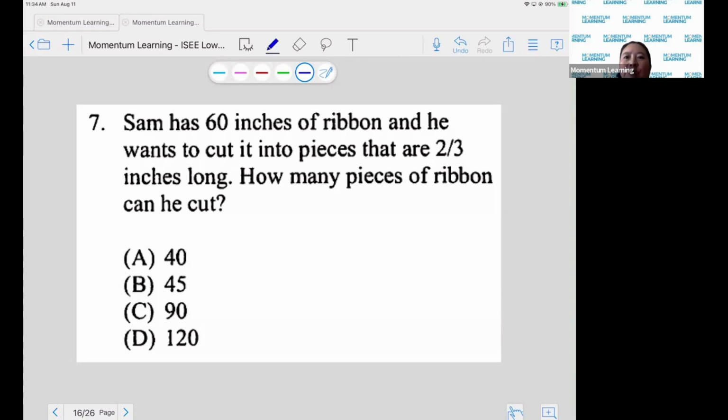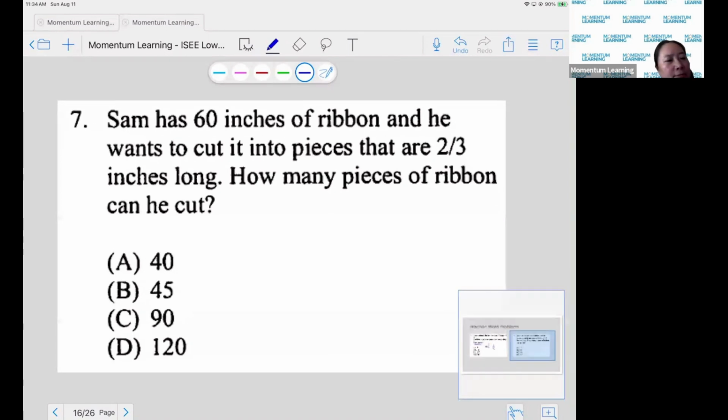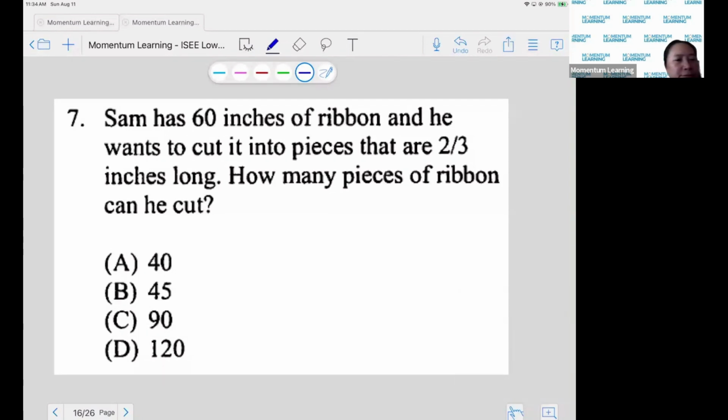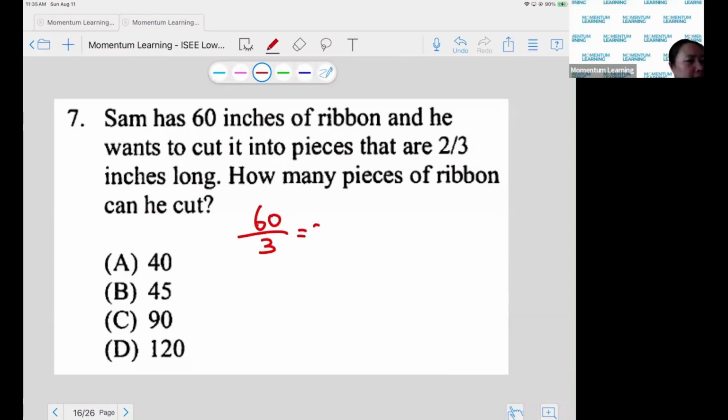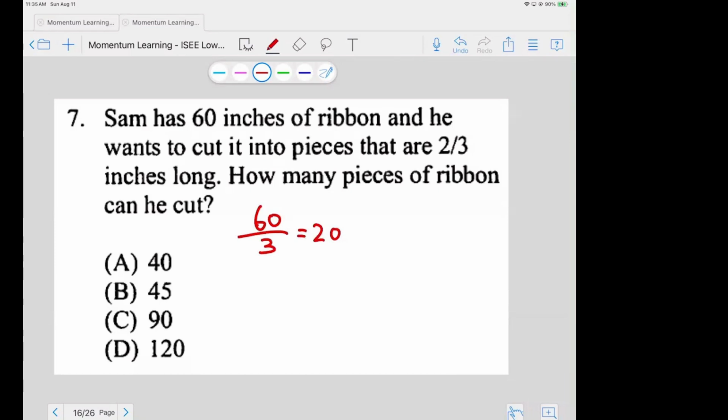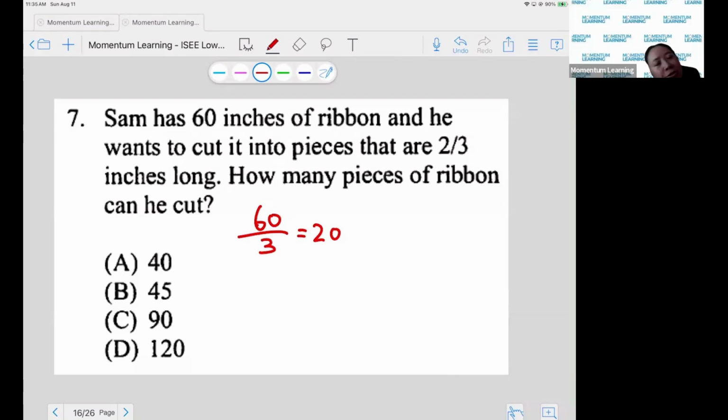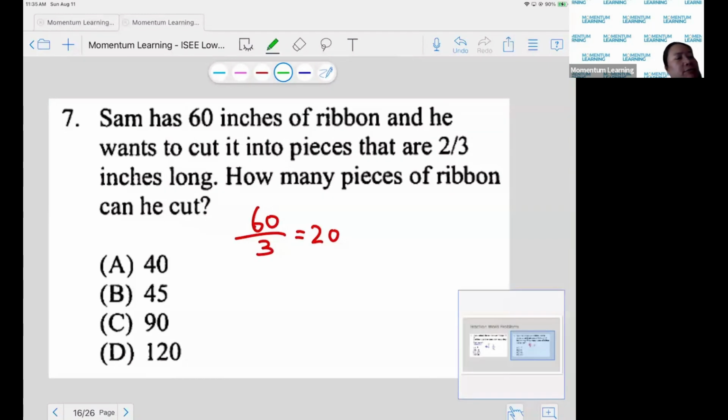Let me see who I have not called. Angel, have I called you? Can you tell me how did you come up with the answer? 60 divided by 3 would equal 20. If it's 2 out of 3, then it would be 20 times 2, which would be 40. So all the students who got A have the same thoughts.